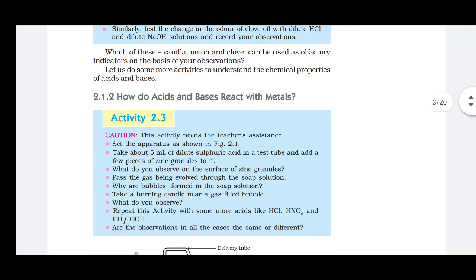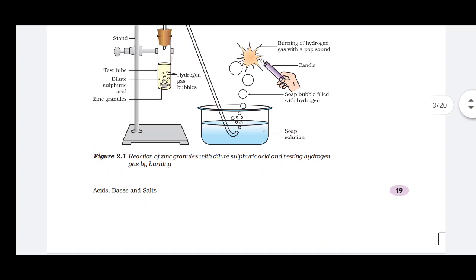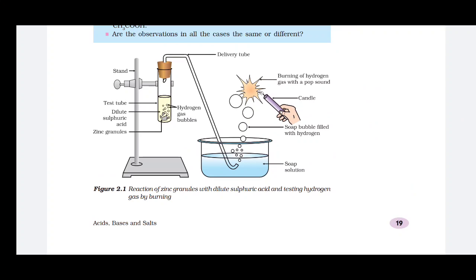Now let us see how these acids and bases react with metals. When acids and bases are treated with metals, what is the reaction? Acid reacts with metal to form metal salt and releases hydrogen gas. To explain this, when you are mixing acid with a metal, you will get salt and hydrogen gas.